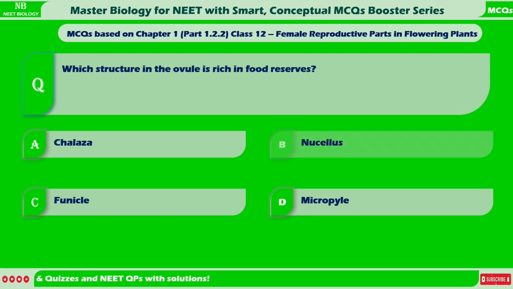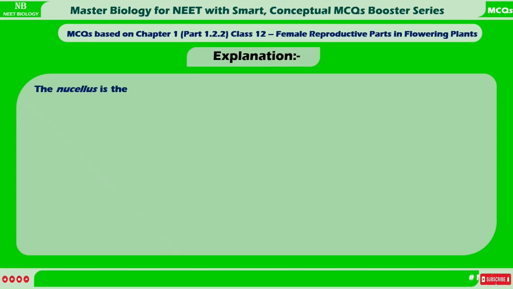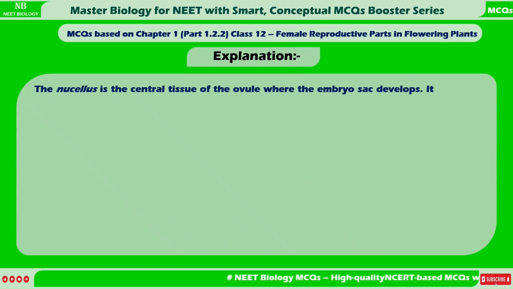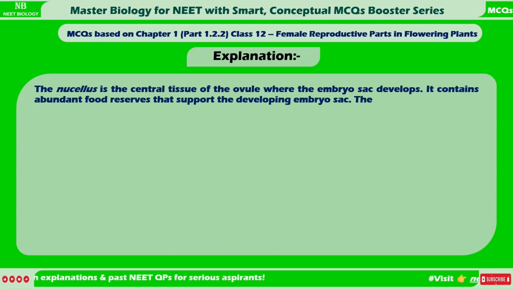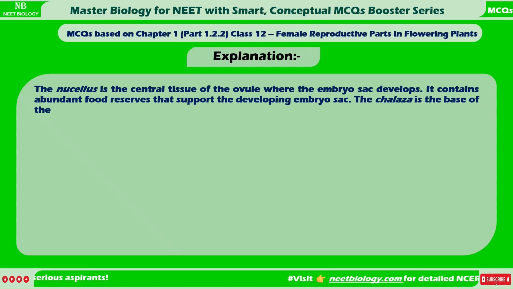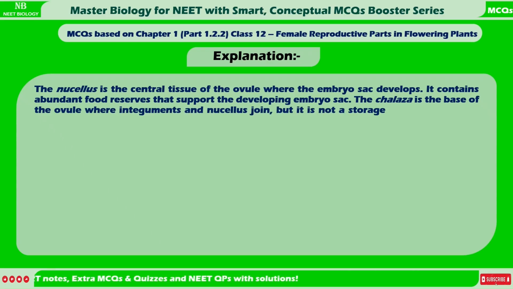Correct answer is B. Nucellus. Explanation: the nucellus is the central tissue of the ovule, where the embryo sac develops. It contains abundant food reserves that support the developing embryo sac. The chalaza is the base of the ovule where integuments and nucellus join, but it is not a storage tissue.